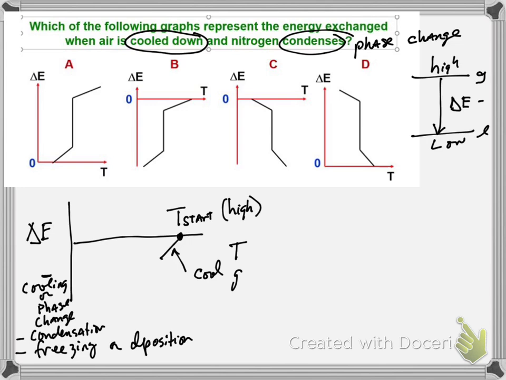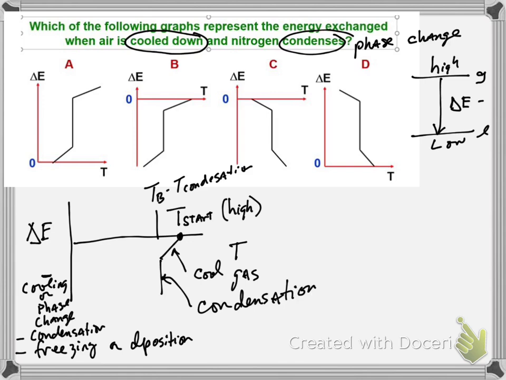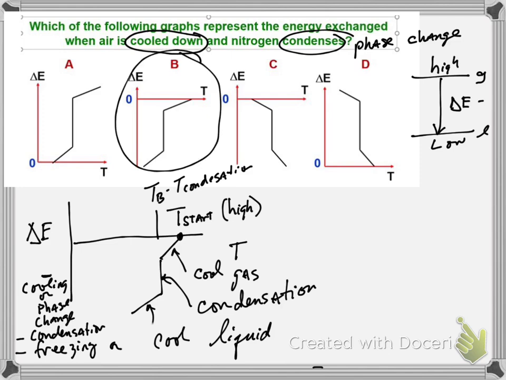So we cool the gas. We go through condensation, which is a vertical line at a specific temperature, right? This is the T boiling or T condensation, however you think about it, same temperature. So where that happens, and then we cool the liquid. So that gives us B, right?